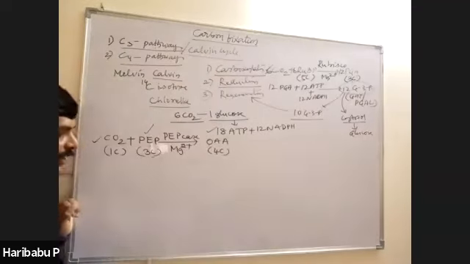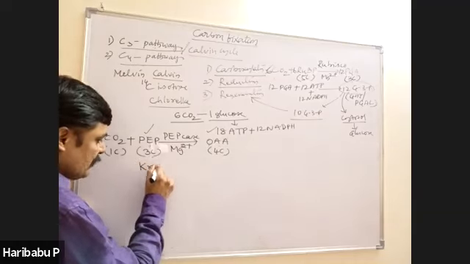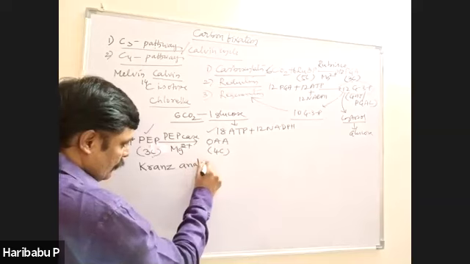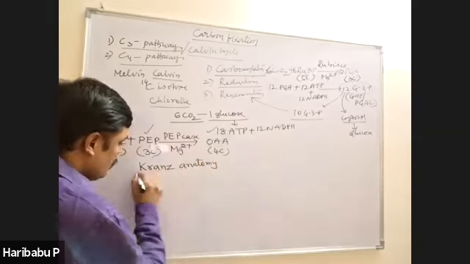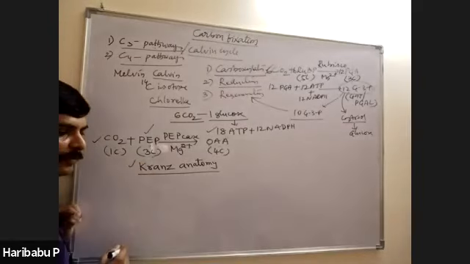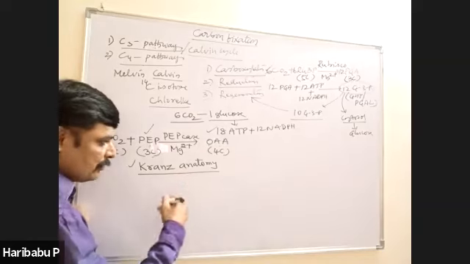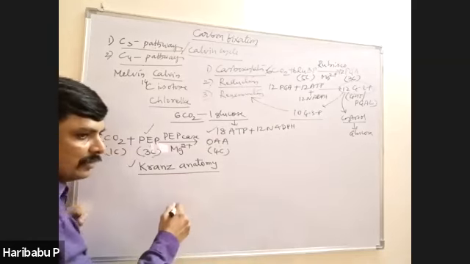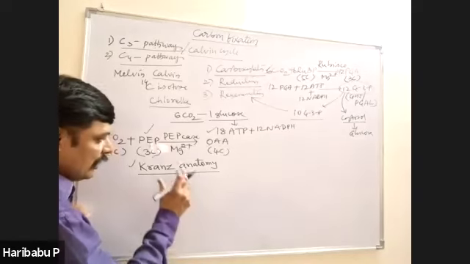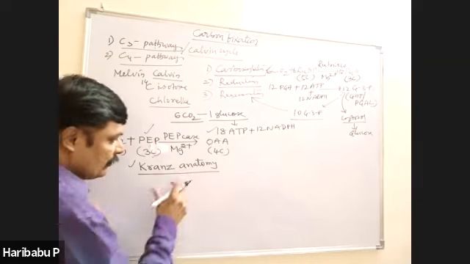Why are they efficient? Because in the leaf of these plants, a specialized anatomy is present called Kranz anatomy. That means several layered large-sized cells are present around the vascular bundle, made up of thick-walled impermeable cells, and these cells store a large quantity of carbon dioxide. This is one.